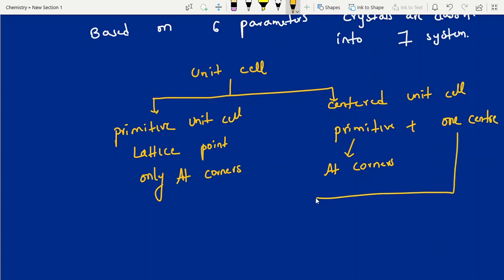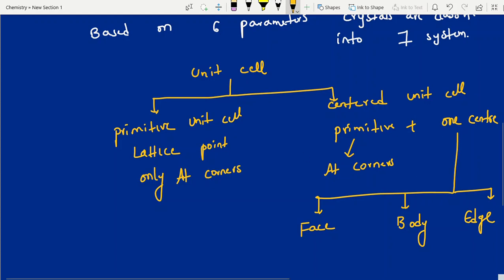Here the center is again of 3 types, students. What are they? One is face center, another is body center, and the last is edge center or end center. The number of particles calculation in face, body and edge centers I am going to upload in another video. Today's video I am going to discuss the 7 crystal systems, bond angles, interfacial angles, their Bravais lattices, and examples, including simple unit cell packing efficiency also.